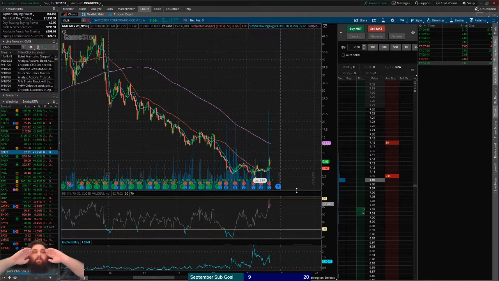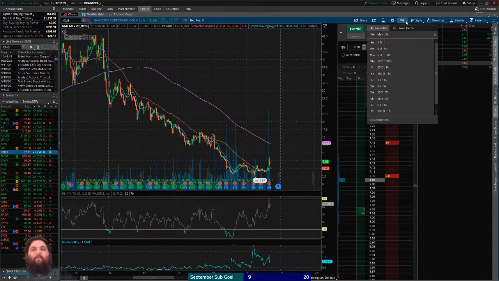So your proposition is you either cover your shorts now and you get out, which nobody's doing this. I can't believe that nobody's doing this. It blows my mind. But nobody is actually doing that. No one is just covering all of their shares. It doesn't seem like it.